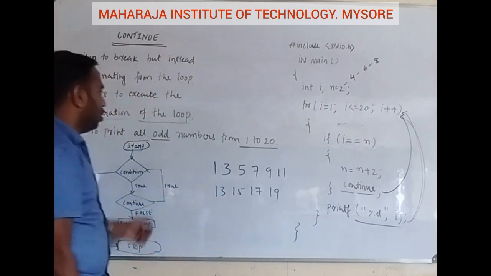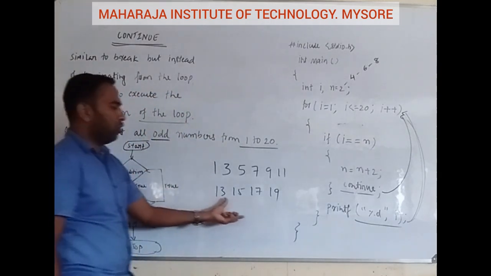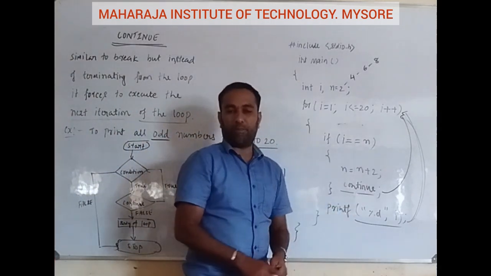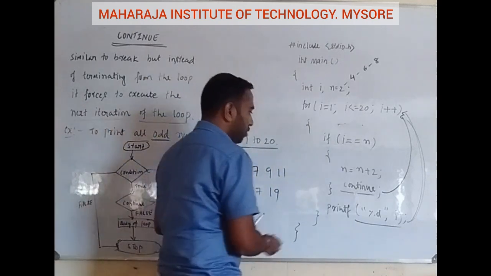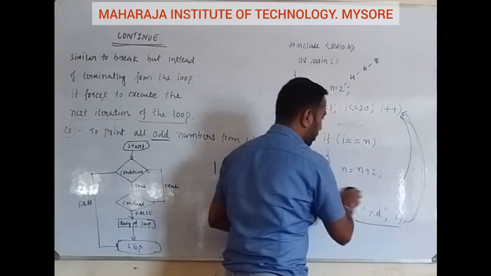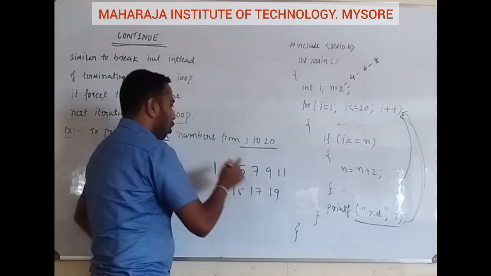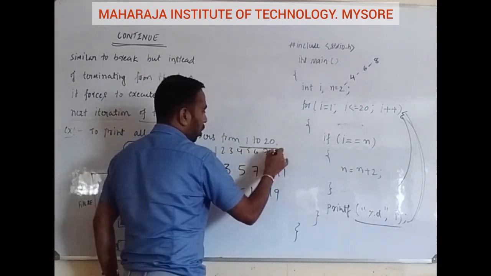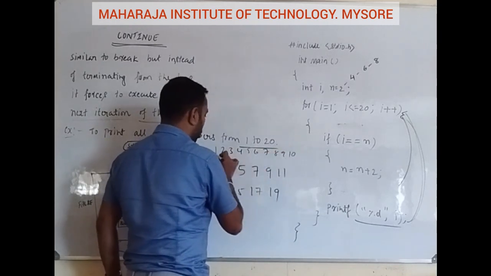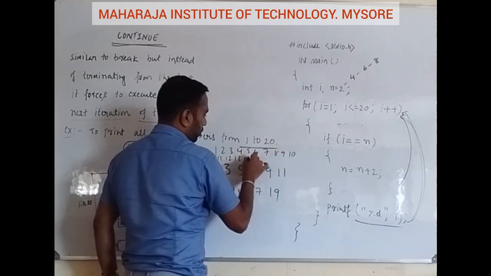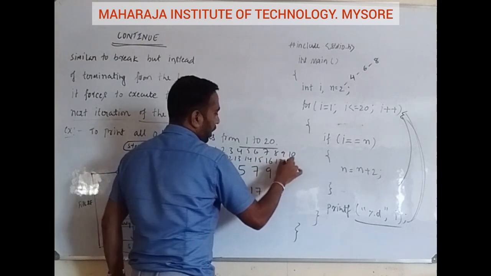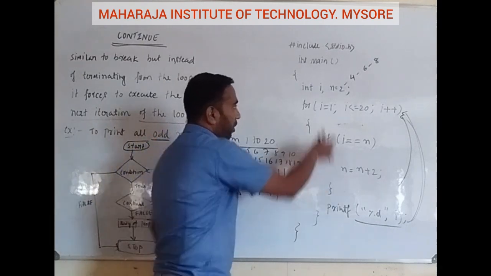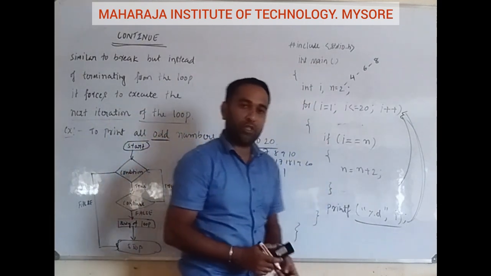Now I am going to print all the odd numbers from 1 to 20 using the continue statement. Suppose you don't give the continue statement here, then it would print all the values from 1 to 20. This is how the continue statement works. Hope you understand, guys.